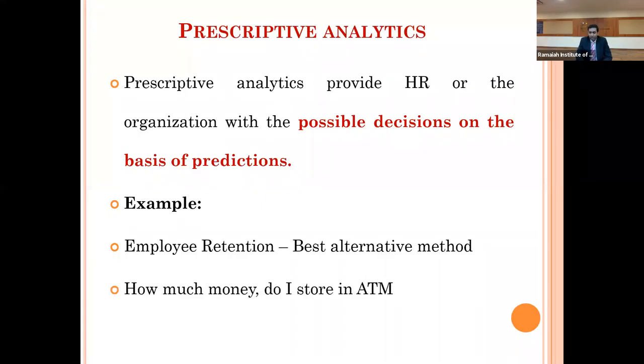Maybe I would ask, how much money do I store in an ATM? For example, in a festival period, it's a very hotspot location and the crowd is really very high. So the money I keep in the ATMs cannot be the same as usual. I have to predict: what about the hotspots? What about the people crowd? How many people are going to be there? According to that, I have to store the money in order to take care of the people and their satisfaction level as well. How many buses do I have to operate during Diwali or some other festival season? That's all about prescriptive analytics.